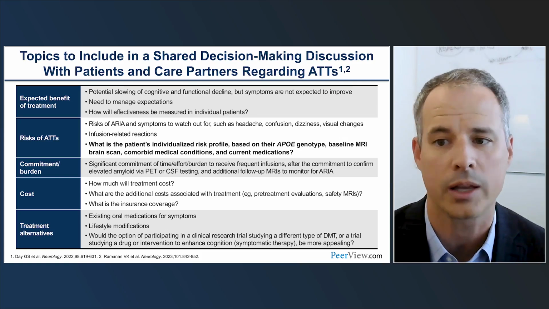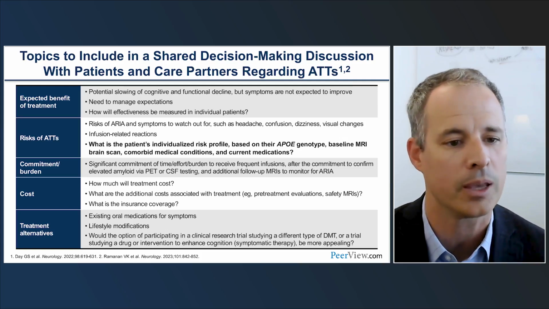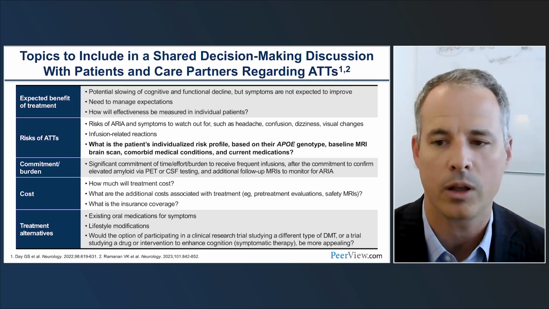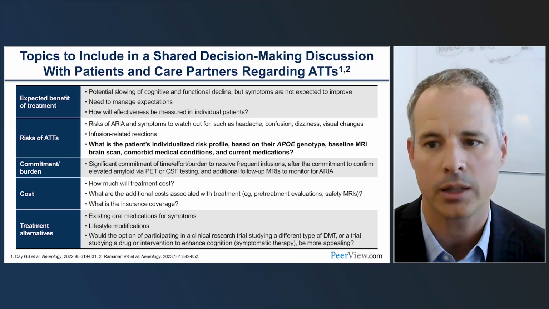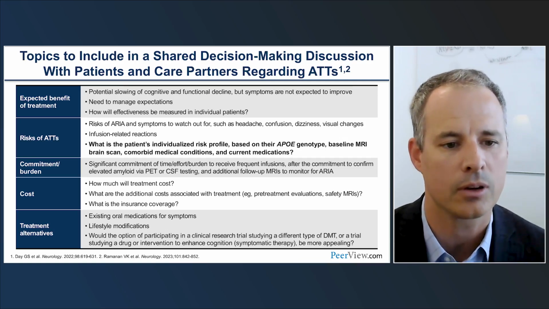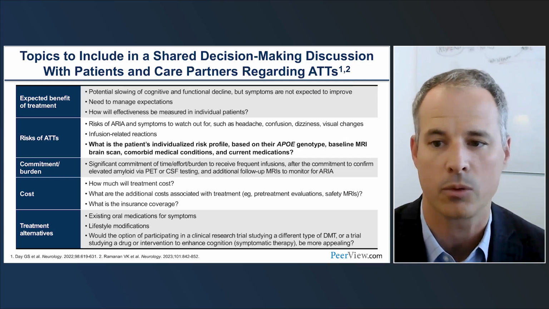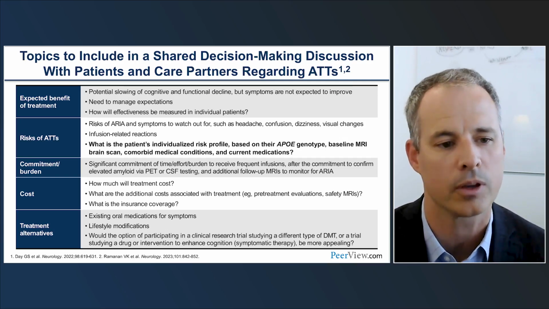What does their MRI look like? How many microhemorrhages do they have at baseline? What other medical comorbidities might they have? Are they anticoagulated? Things like that. So there are a lot of considerations in discussing their risk, and that's a very important part of the equation.